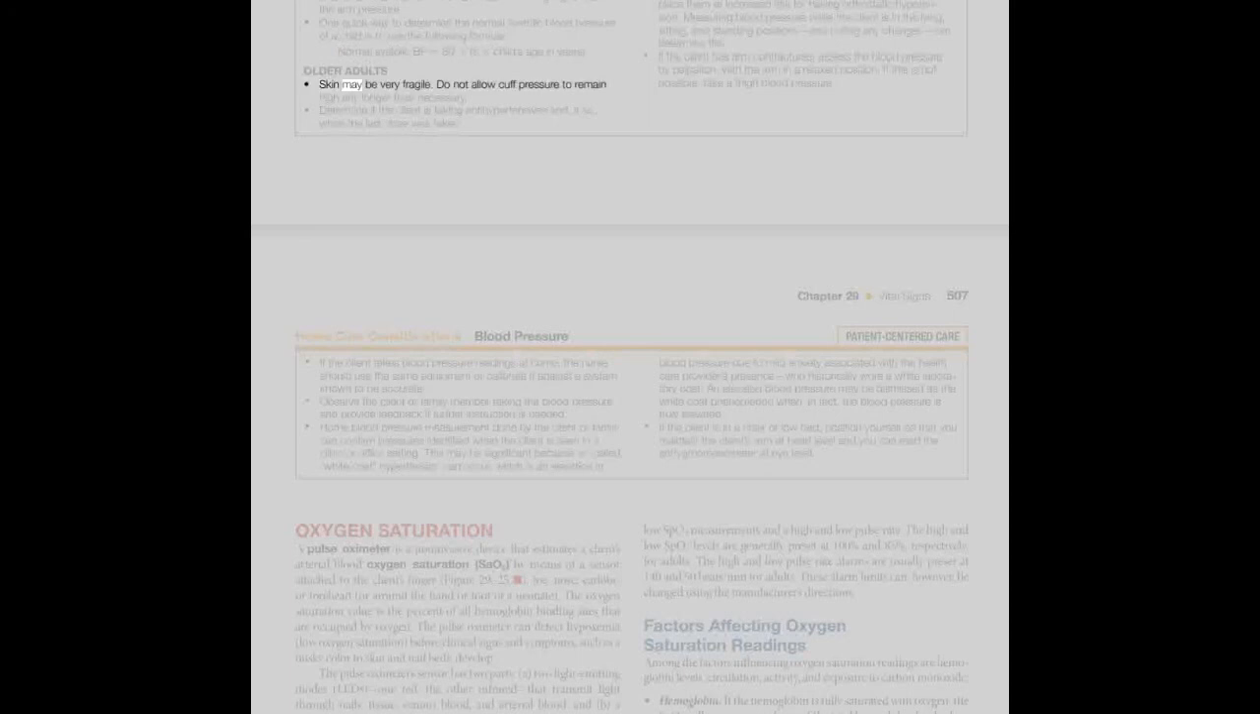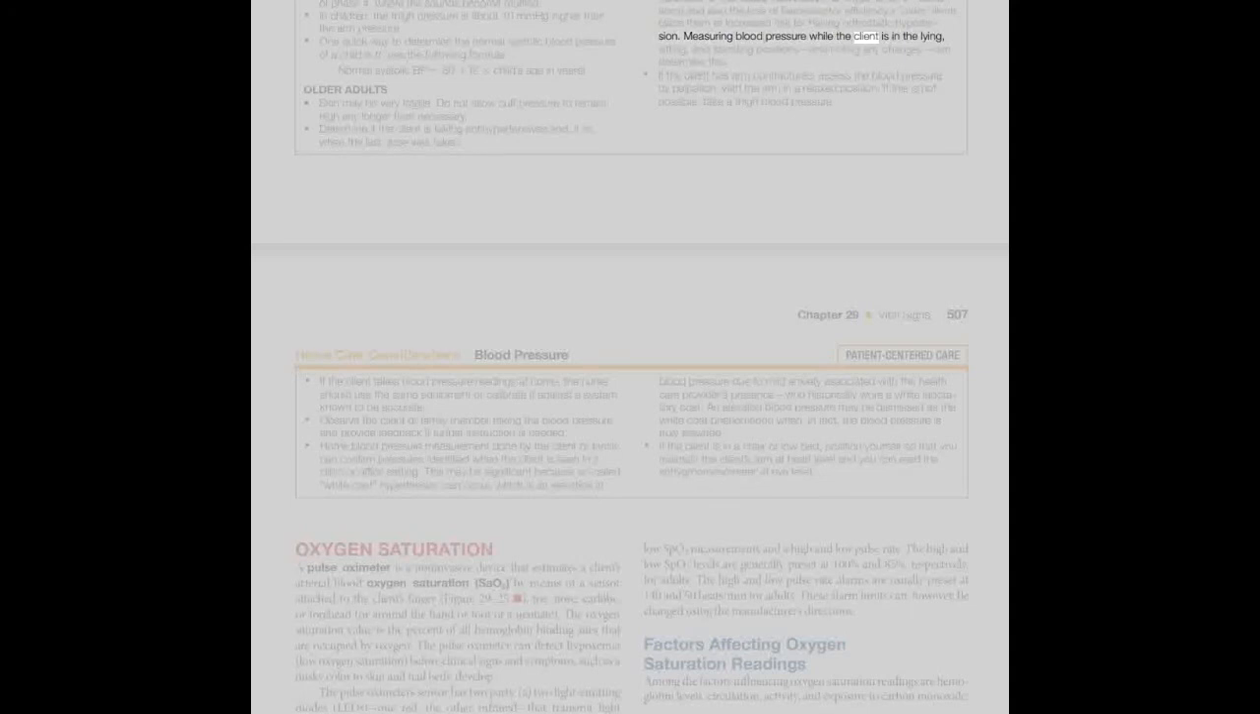Older adult skin may be very fragile. Do not allow cuff pressure to remain high any longer than necessary. Determine if the client is taking antihypertensives and, if so, when the last dose was taken. Medications that cause vasodilation, antihypertensive medications, and also the loss of baroreceptor efficiency in older clients place them at increased risk for having orthostatic hypotension.